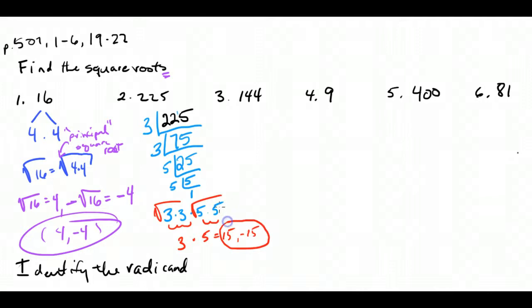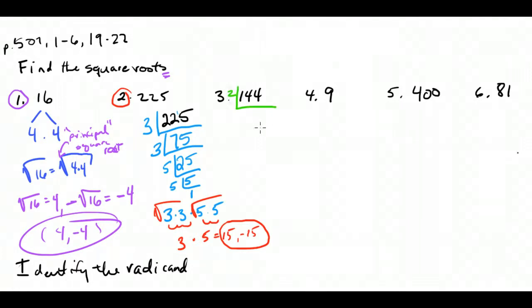So for number 2, our answer is 15 and negative 15. We could do the same thing with 144. If you don't have it memorized, you should, because it's a pretty common number.